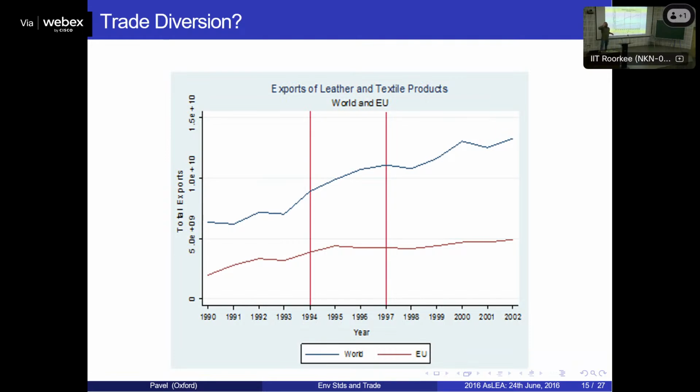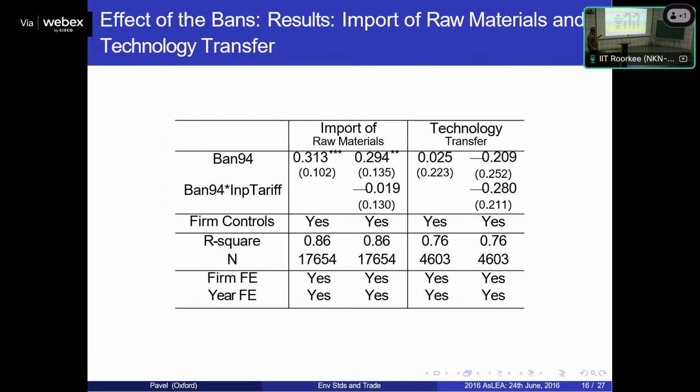It's kind of remained the same. There was no trade diversion that happened because of this regulation. Because that's the problem with the Prowess. What happened is basically imports of raw materials went up significantly.